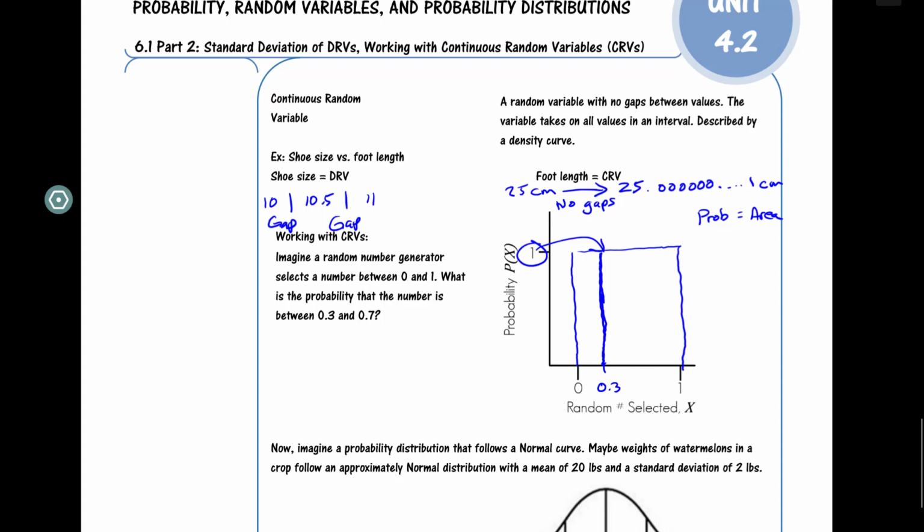There's no width here, there's no base, there's only height, which means there can be no area for this value. For one particular number, there is no probability that that number is being selected. That seems weird. But what you have to think about is we're actually looking at, most of the time, a range. And the range there is 0.3 to 0.7.